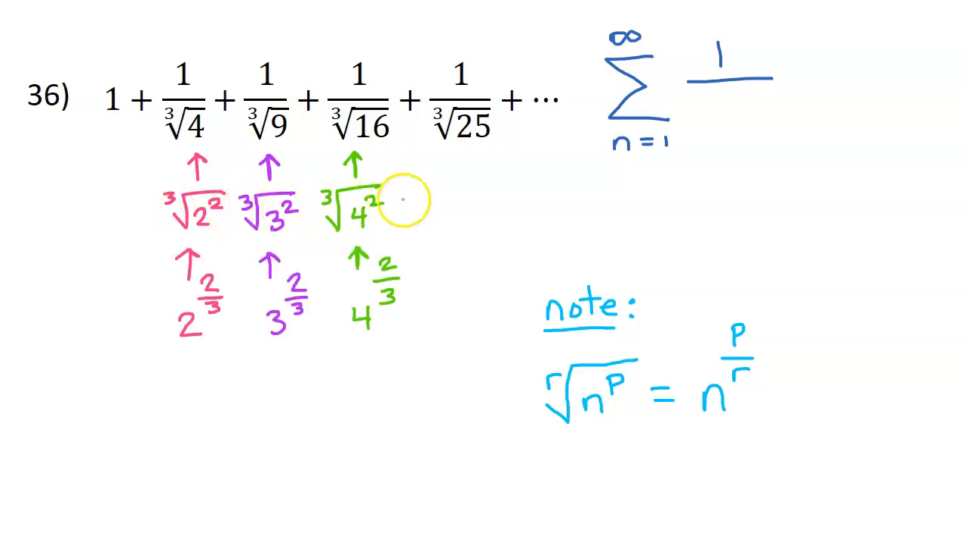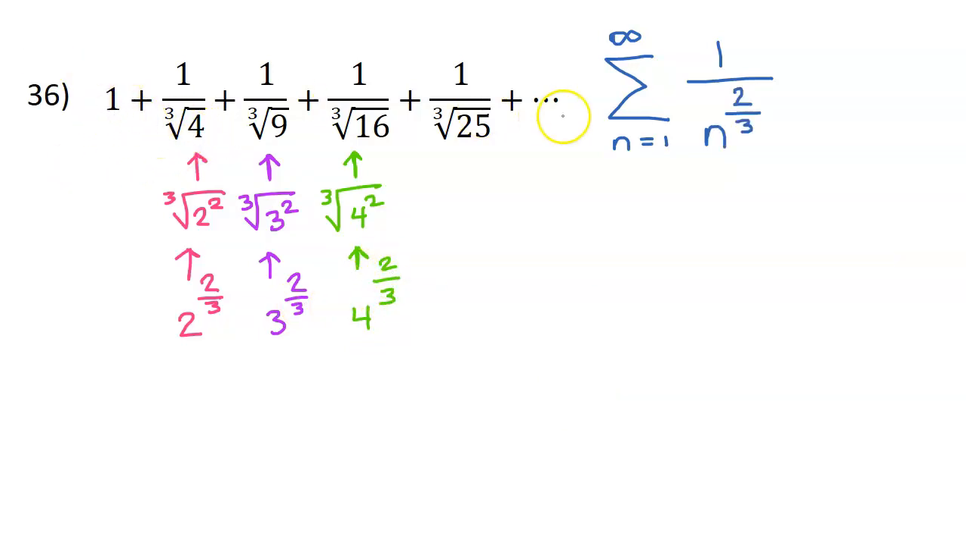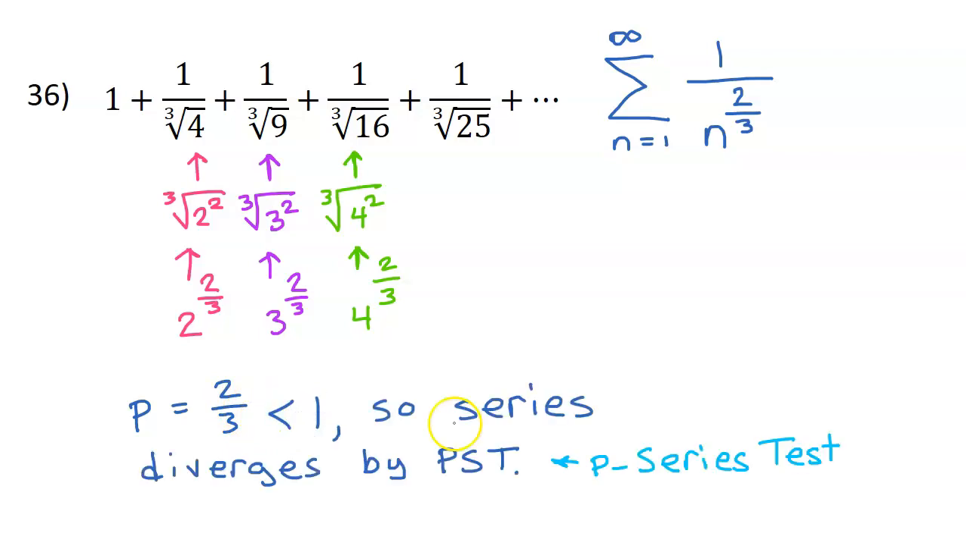So these roots can be written as 2 to the 2/3 power, 3 to the 2/3 power, 4 to the 2/3 power, etc. That means this series can be written as the sum of 1 over n to the 2/3 power. This is clearly a p-series with p equal to 2/3. This is not enough. We must mention the significance, which is that 2/3 is less than 1. And since p is less than 1, the series diverges by the p-series test.